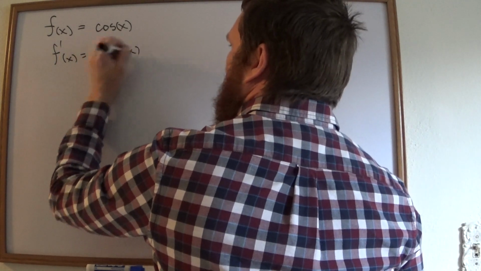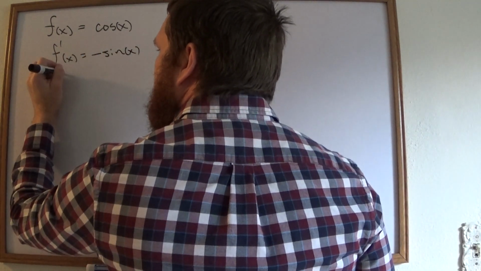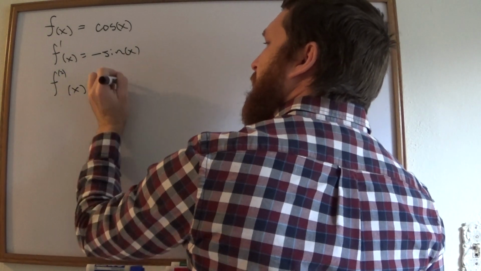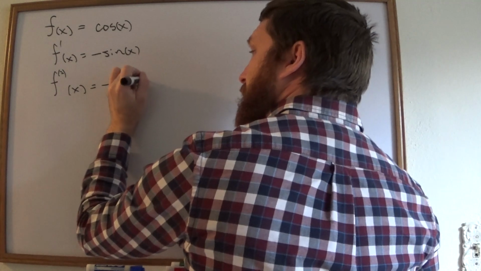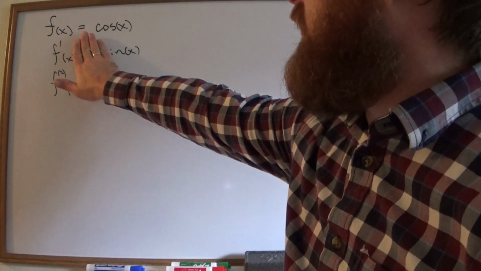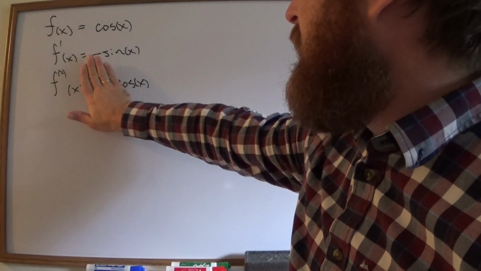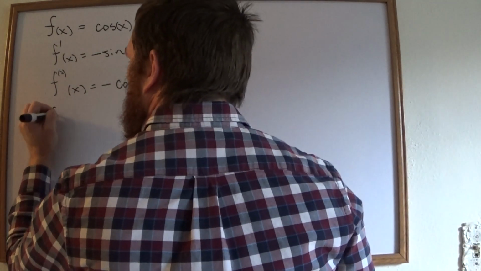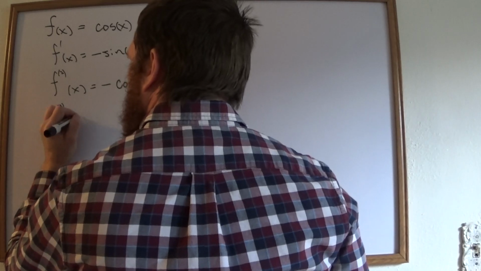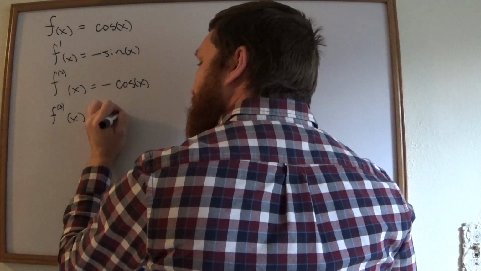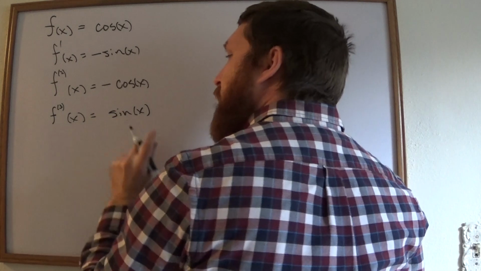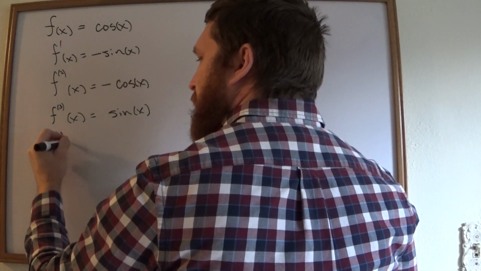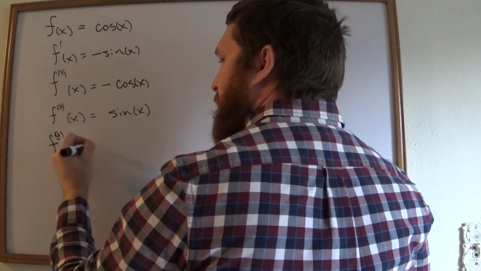Negative sine x. What would the second derivative be? Negative cosine, right? Because negatives are constants, they come along for the ride. The derivative of sine is cosine, and so the negative came along for the ride. Now what's the third derivative? Positive sine x. And so we're almost back to where we started. It would take a fourth derivative, and now we're back to where we started.